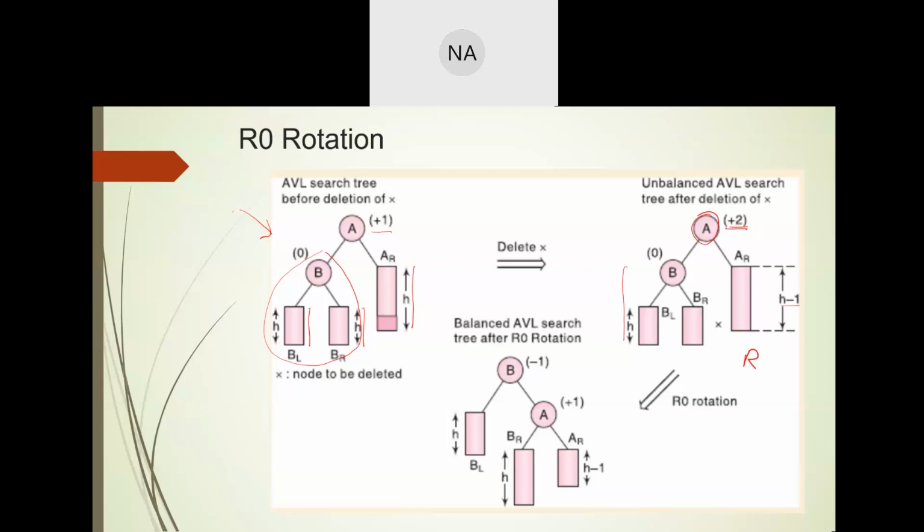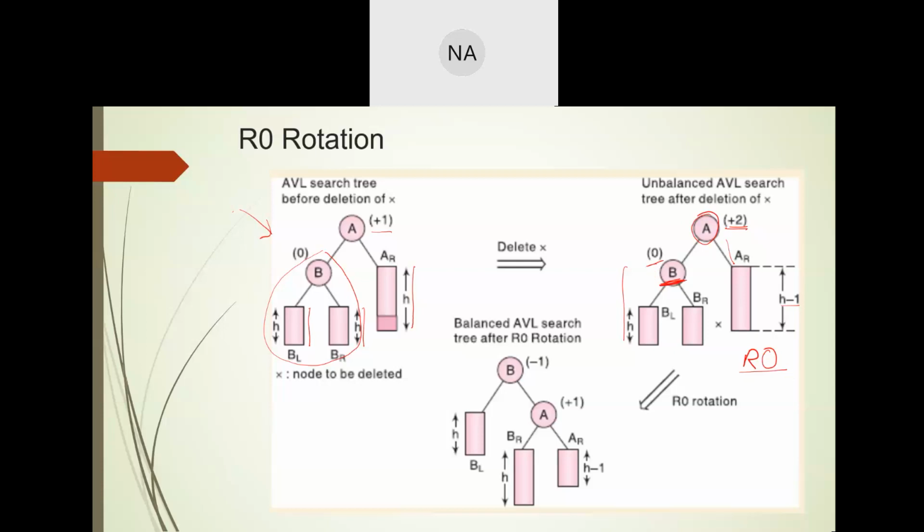Then identify node B. Node B is the root of the left subtree of node A, because the deleted node is in the right subtree, so node B will be the root of node A's left subtree. So this will be node B. You see that its balance is 0, so the rotation R0 will be performed. And how will R0 be performed?